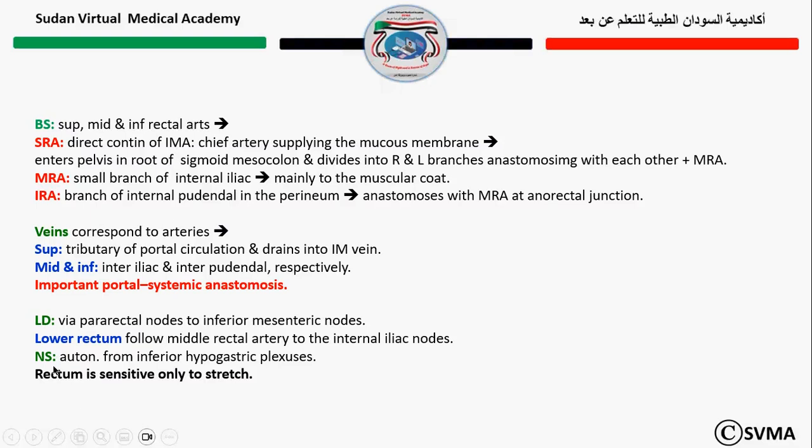The nerve supply is again like the sigmoid colon, autonomic, sympathetic and parasympathetic from the inferior hypogastric plexus. There is one last information which is very important. The rectum is sensitive only to stretch. So the autonomic nervous supply to the rectum is to detect stretch in the rectum in case of constipation.